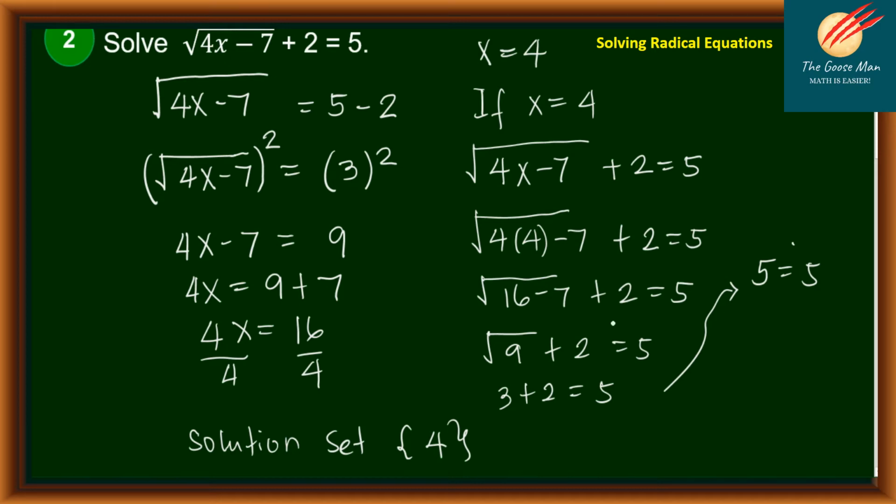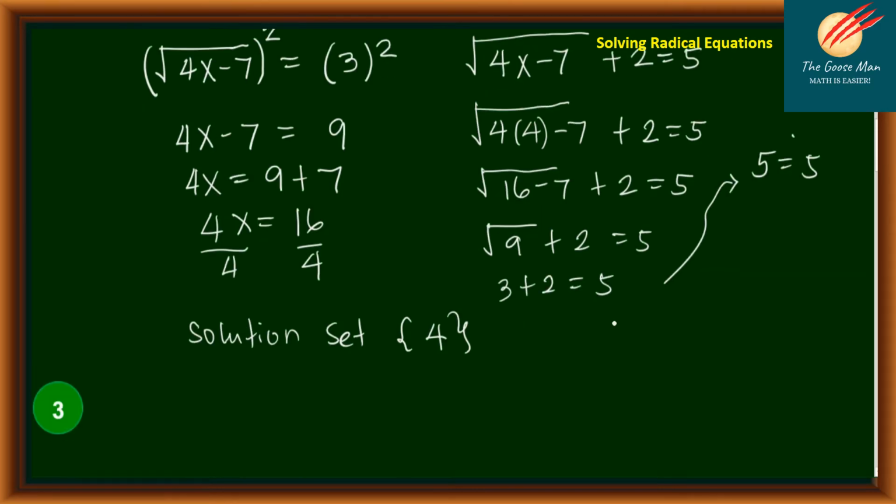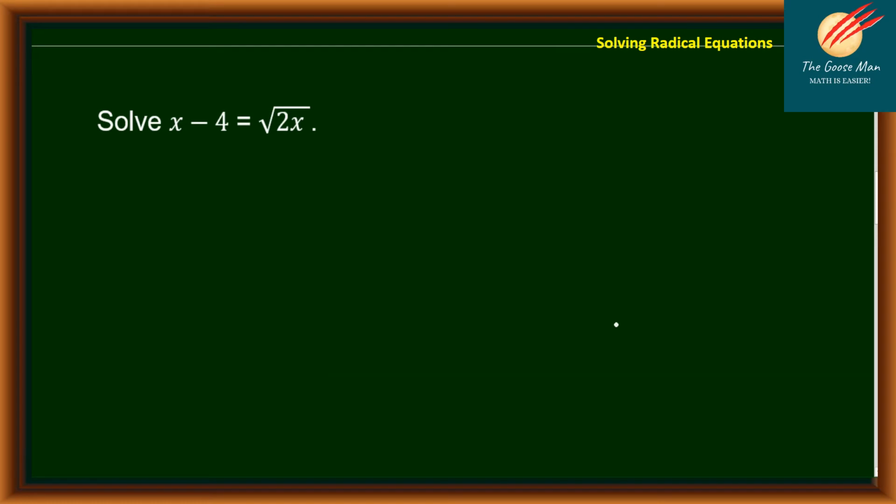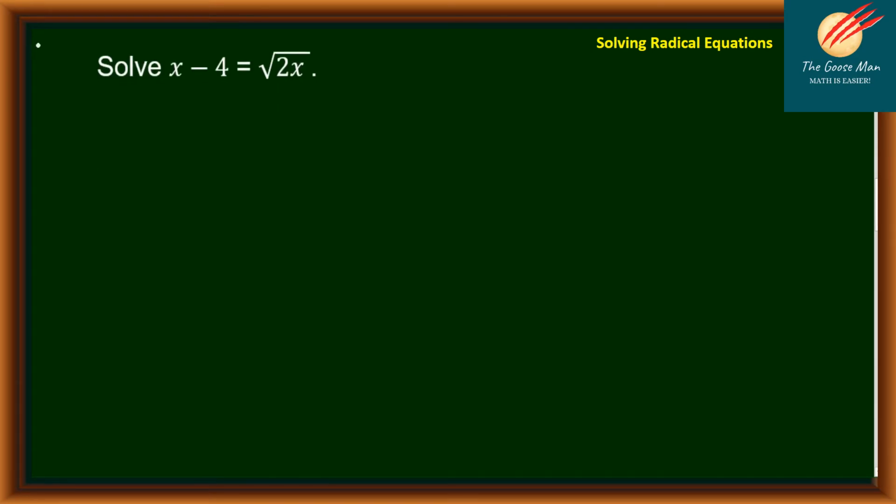Let's move on to problem number 3. So we would like to solve x minus 4 is equal to square root of 2x. So let's write this one as number 3. So again, what we're going to do is square both sides of the equation. So we have x minus 4 squared is equal to square root of 2x squared.